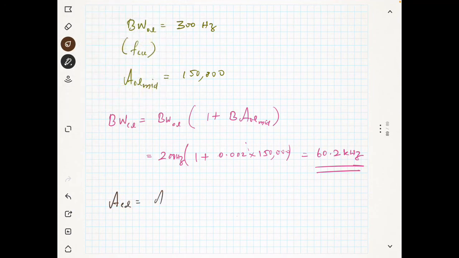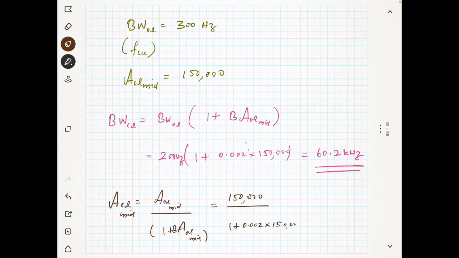The closed loop gain will be open loop gain. So closed loop mid-range gain will be equal to open loop mid-range gain divided by 1 plus AOL B into AOL mid-range. Okay, you can calculate. This is 150,000 divided by 1 plus 0.002 multiplied with 150,000. So this will be the closed loop gain. Anyway it is not asked. We need to find only the bandwidth in closed loop.